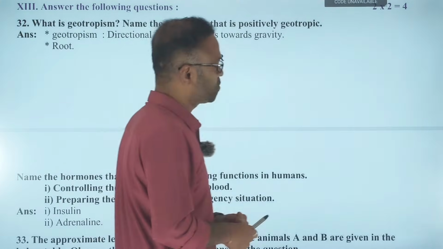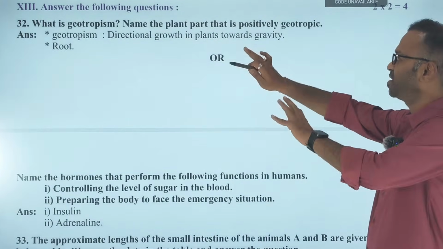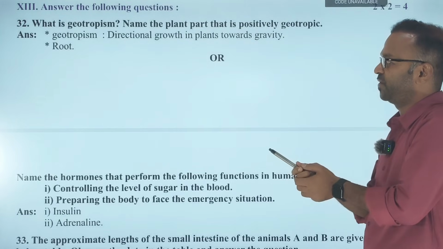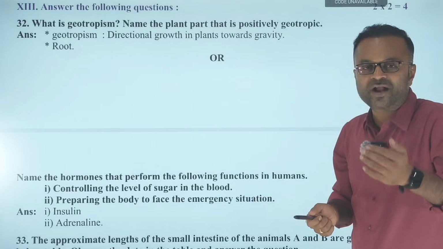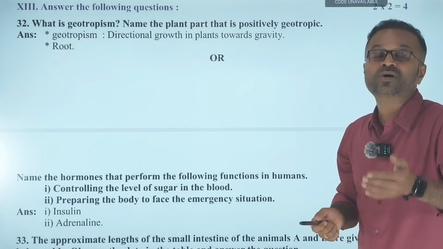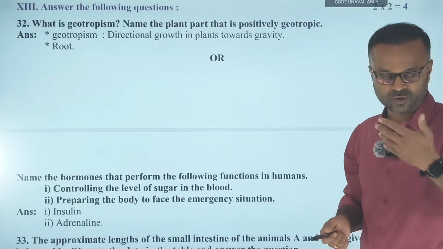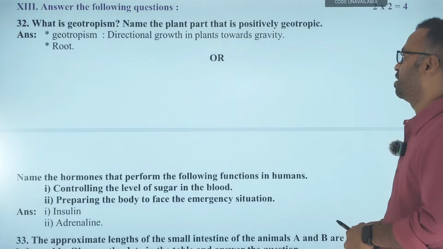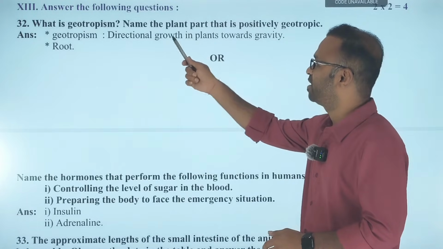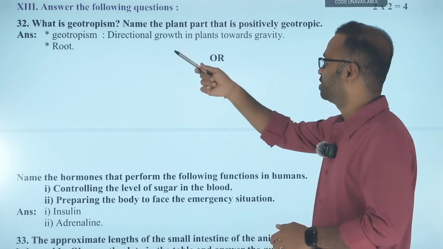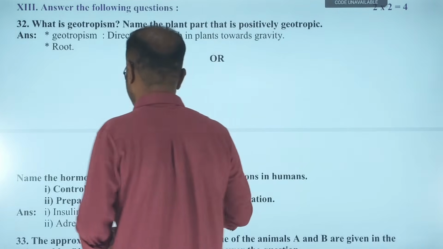Okay, so 2 questions, 2 marks. First one is, what is geotropism? Name the plant part that is positively geotropic. Okay, so what is geotropism? Growth of the part of the plant towards gravity is called geotropism. So growth of the root towards gravity is the example. Directional growth of the roots towards gravity is called geotropism. Example you can give, or they are given.